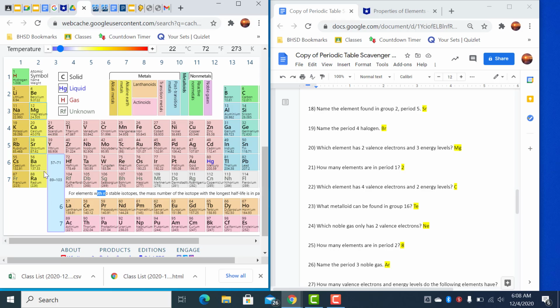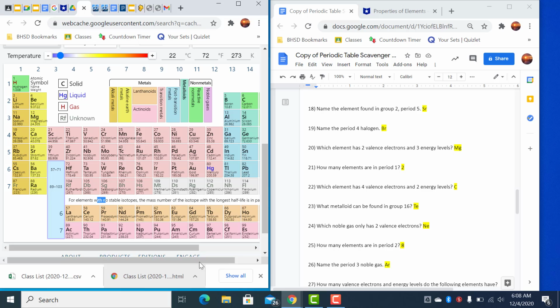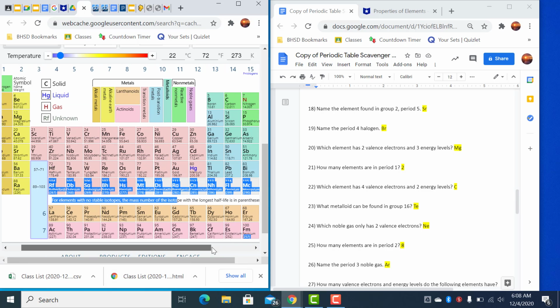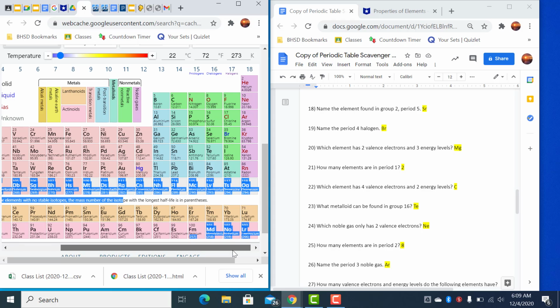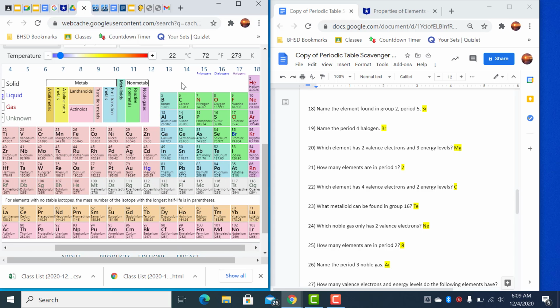21. How many elements are in period 1? Well, it's just 2 of them. Hydrogen and helium. 22. Which element has 4 valence electrons and 2 energy levels? Okay, 4 valence electrons is going to be group 14. 2 energy levels would be the 2nd period, so that's carbon.